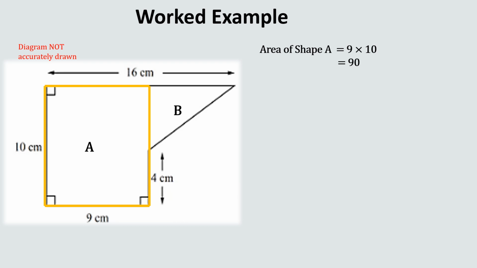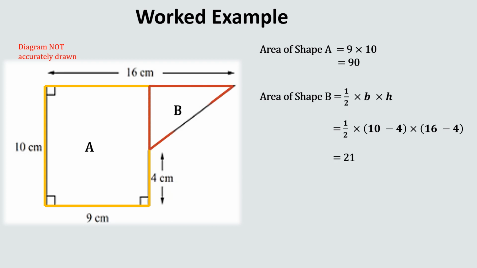So for shape A, length times width is 90, because it is 9 centimeters times 10 centimeters. Then the area of shape B, which is my triangle, is going to be half times b times h, and this is my value, and the answer will be 21. Now the total area which I have to find out, the area of the whole shape, will be A plus B. So 90 plus 21 is going to give me 111 centimeters square.